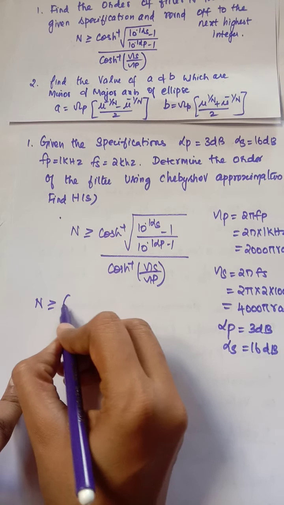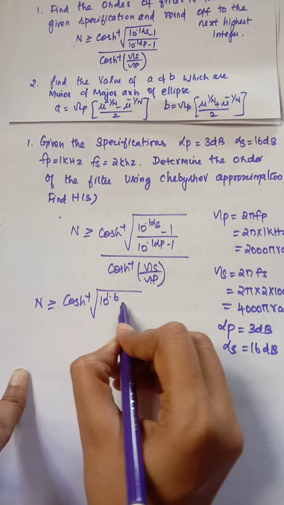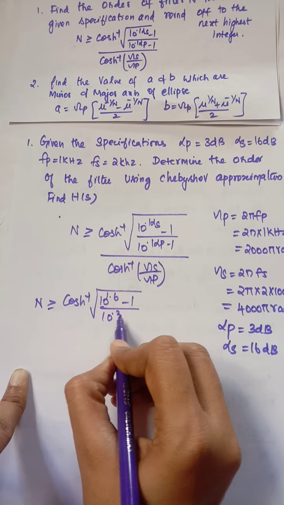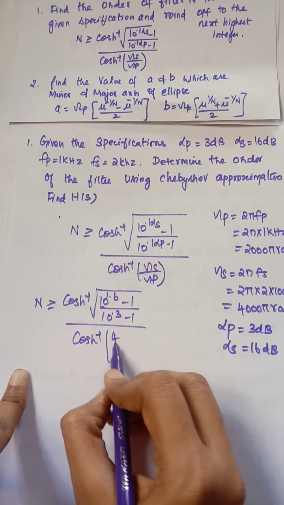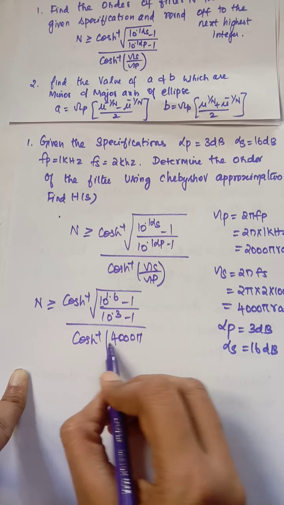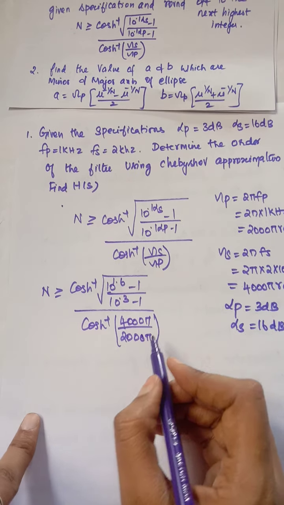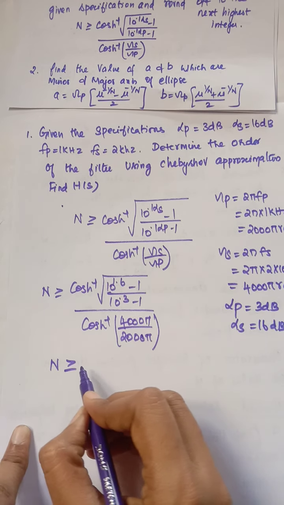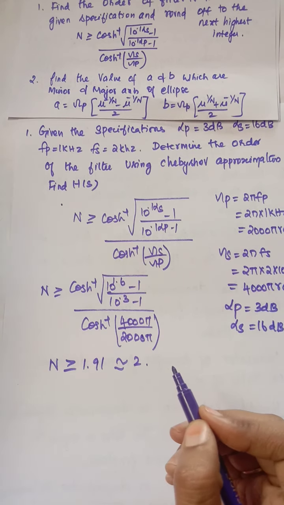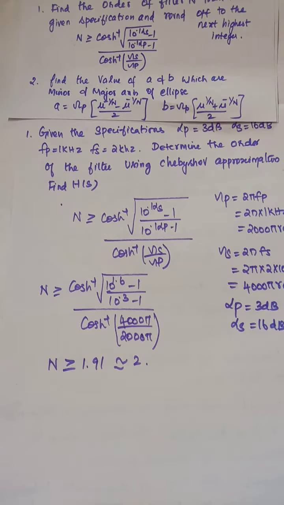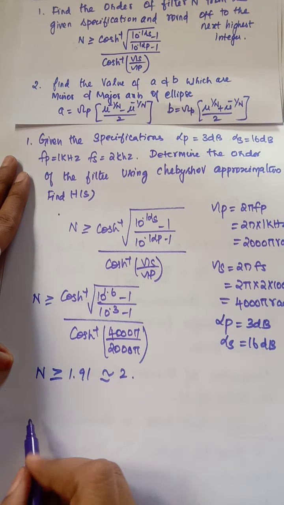So n is greater than or equal to cosh⁻¹ of root of (10^1.6 − 1) / (10^0.3 − 1), divided by cosh⁻¹ of 4000π divided by 2000π. When you simplify this and check, you will get 1.91, which I am going to round off to the next nearest integer, 2. So the next step is I need to find the value of a and b, right?